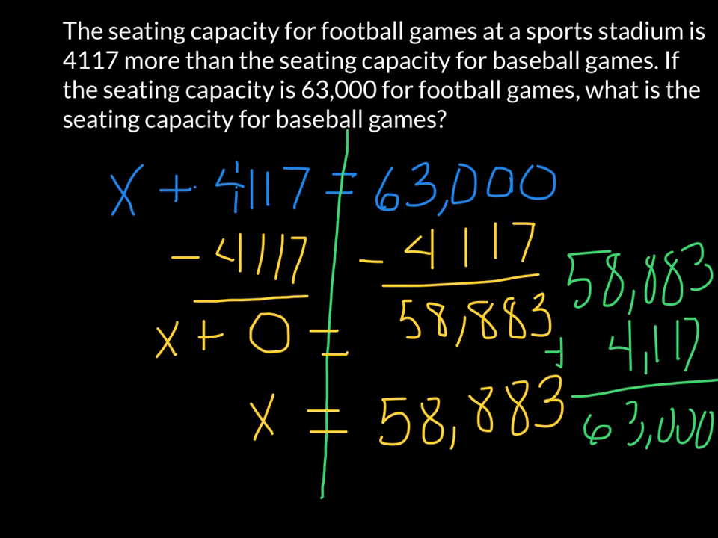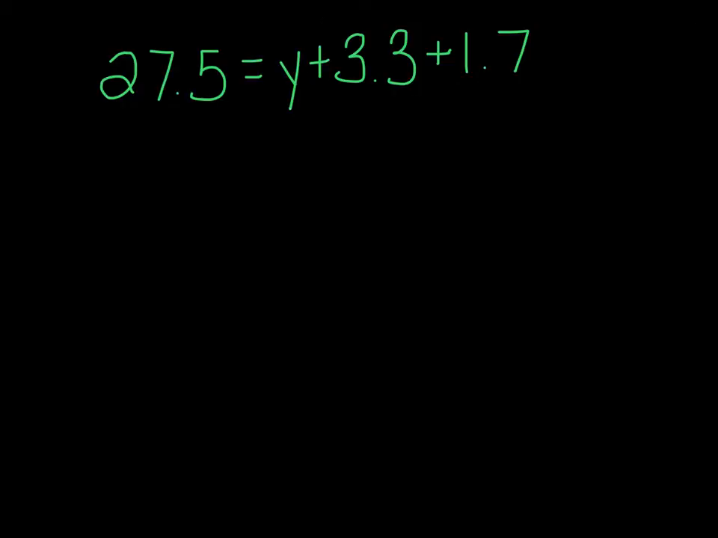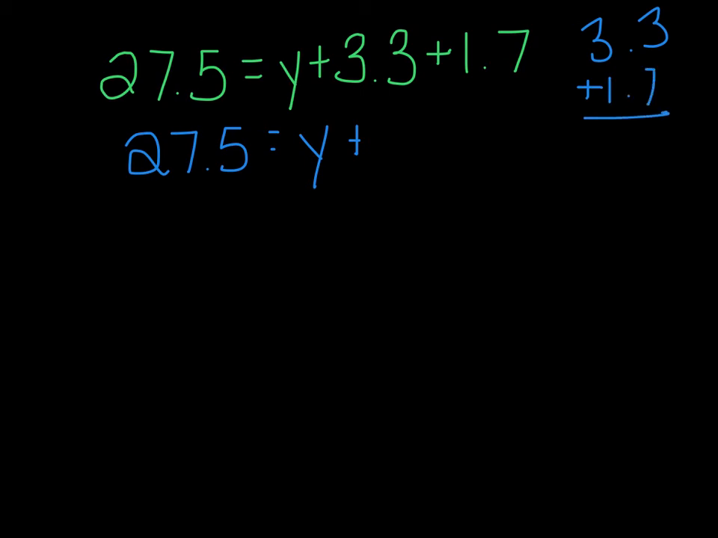Let's take a look at another example. Okay, we have 27.5 equals y plus 3.3 plus 1.7. Our first step will be to simplify by adding these like terms. These are just straight numbers, so we can add those together. So we're going to rewrite our equation with 27.5 equals y plus, and if I do that math right here, 3.3 plus 1.7. You can always use scratch paper or work on the side of your paper in order to do this math. 3, 4, 5, it equals 5.